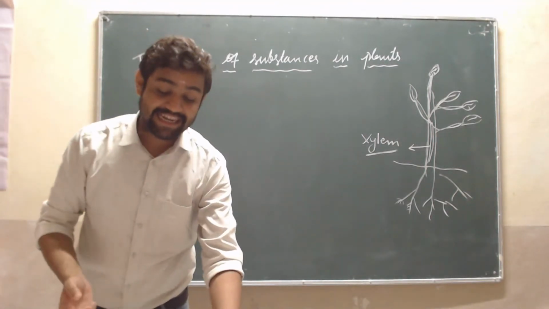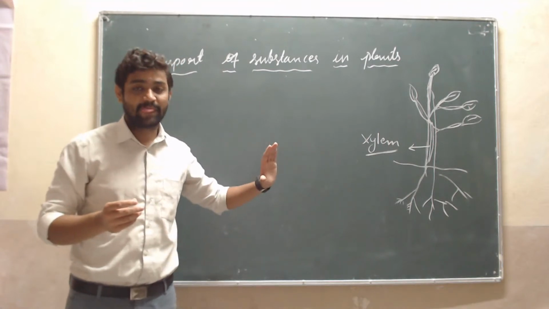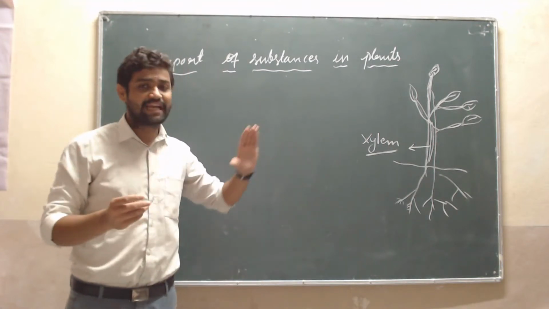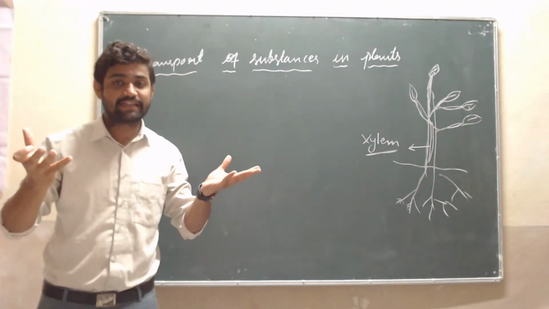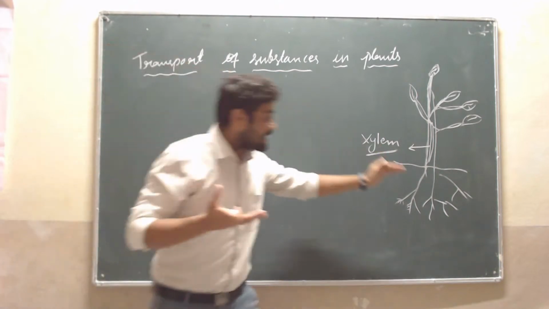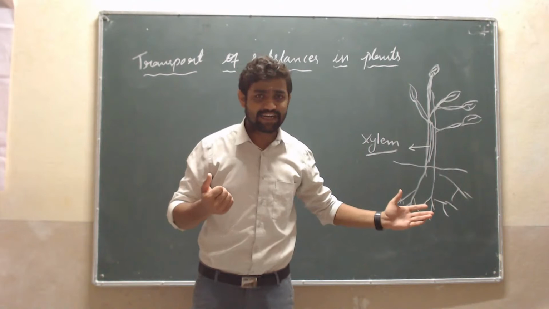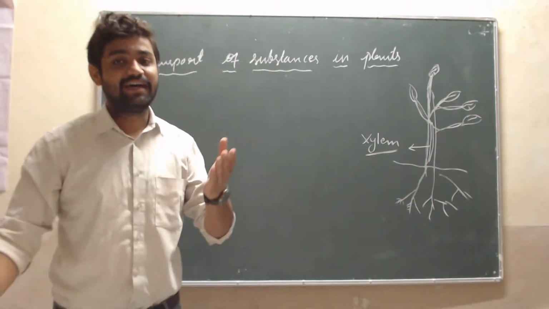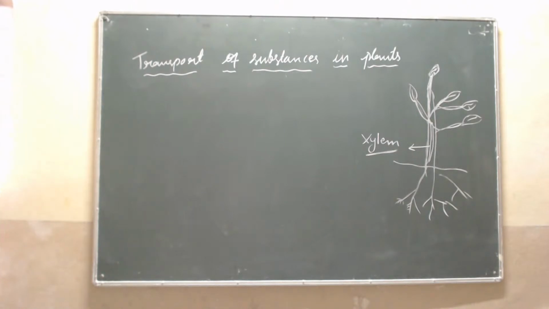Okay, this is an activity proving xylem. Sir, then tell me what is xylem? Xylem is a pipe-like structure which transfers water from root to leaves. Okay, this is the general idea. Let us write down the definition of xylem. I will write it here.